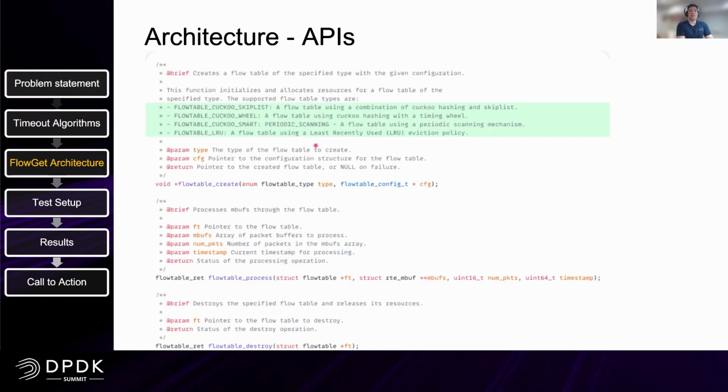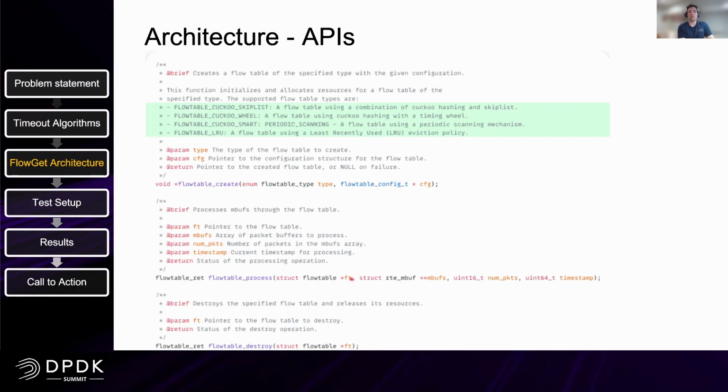Let's take a look at the architecture of the APIs. The three most important APIs are Flow Table Create to spin up the instance, so it takes the Flow Table type, either skip list, wheel, smart scanning, or the LRU, and a configuration for that table. Flow Table Process is the most important API.